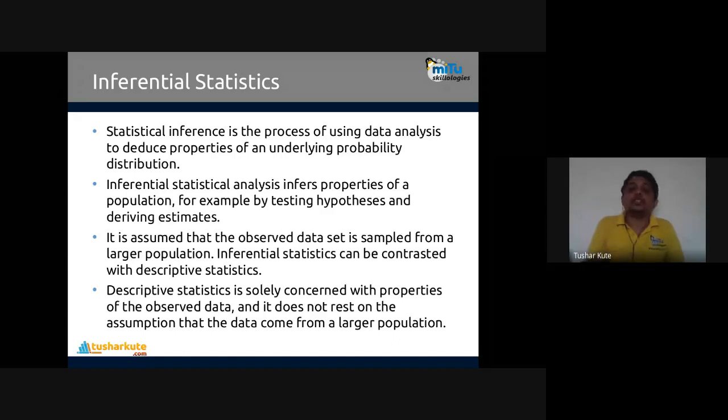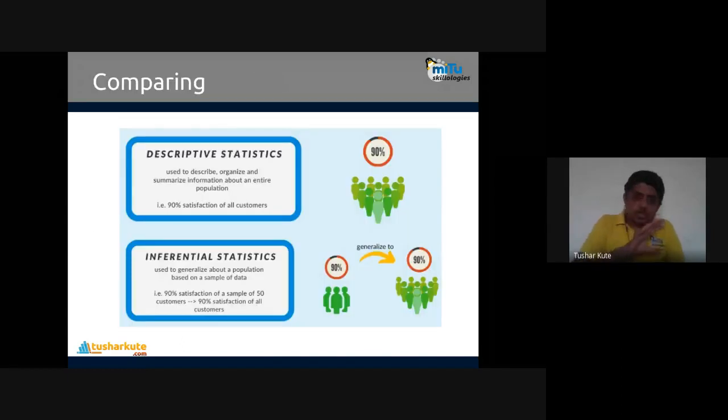That is what descriptive statistics is concerned with. Now, if you compare both of them, you can check it out. Descriptive statistics is used to describe, organize, and summarize information about an entire population, just like the example I've shown here. For example, 90% satisfaction of all the customers that we have, and 10% are not. That is descriptive statistics.